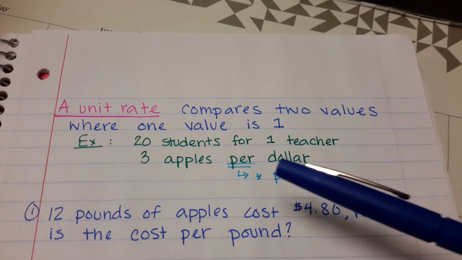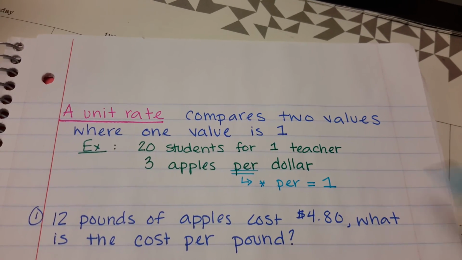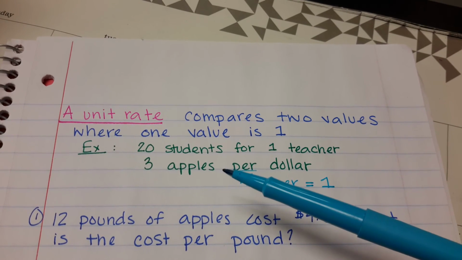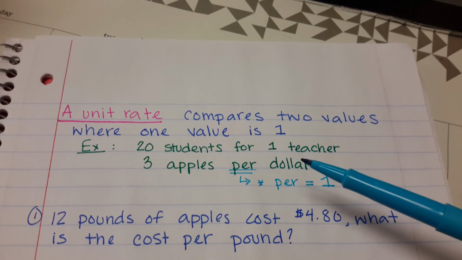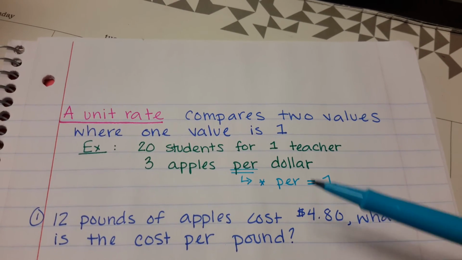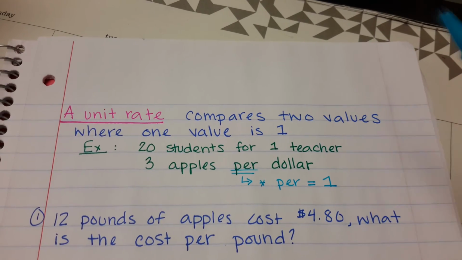3 apples per dollar. We've talked about this in class, but we need to remember that per always equals 1, so this is a unit rate. 3 apples for every $1. Go ahead and pause and you can write that definition in your notes and then move on when you're ready.